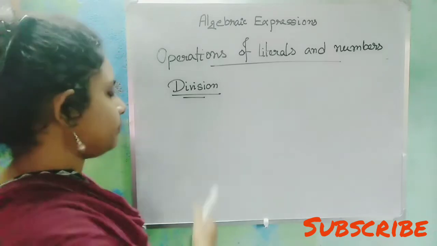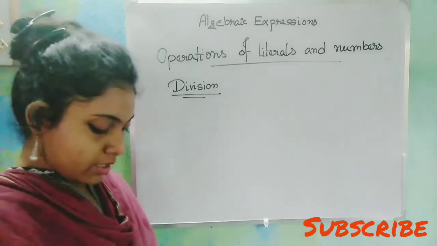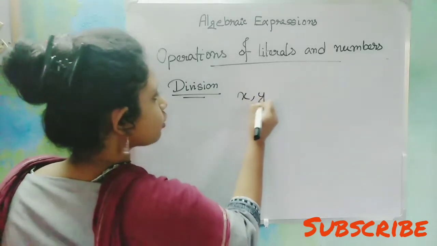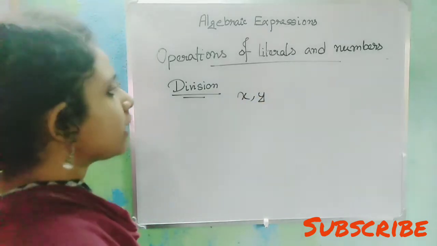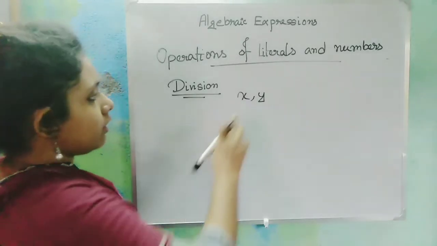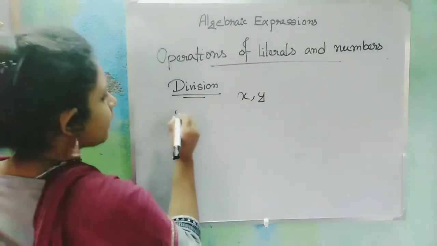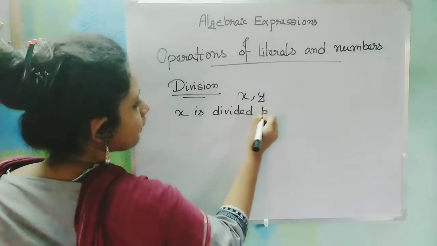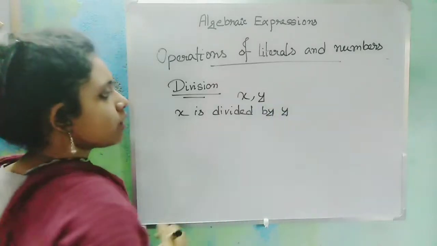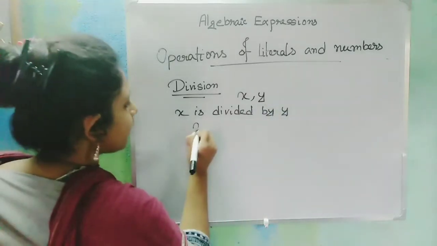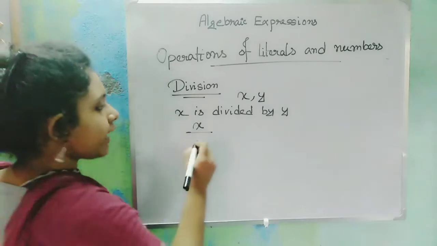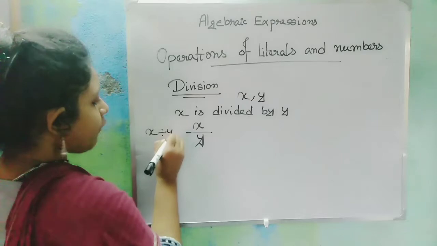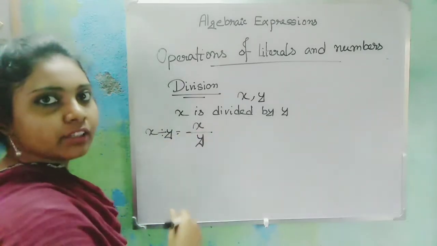Now, you will know division in algebra. Suppose X and Y are two literals. If we write X is divided by Y, so we can write X divided by Y. That is, X divided by Y equal to X by Y.